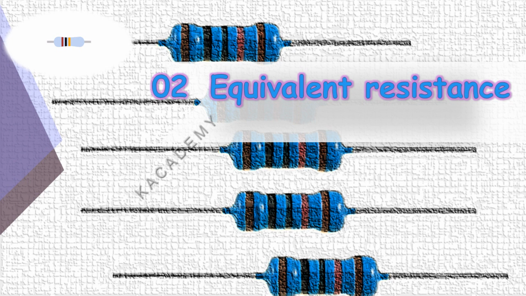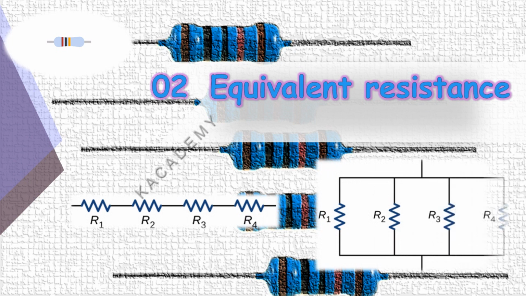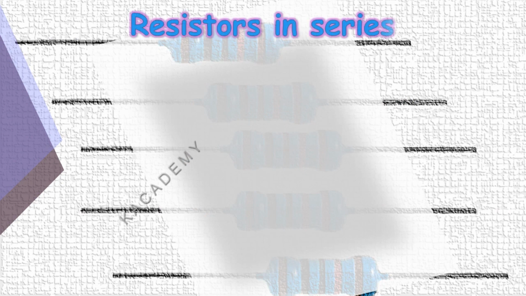The equivalent resistance of a combination of resistors depends on both their individual values and how they are connected. The simplest combinations of resistors are series and parallel connections. Let's start with the series connectivity case.